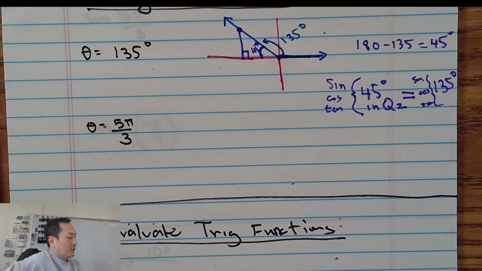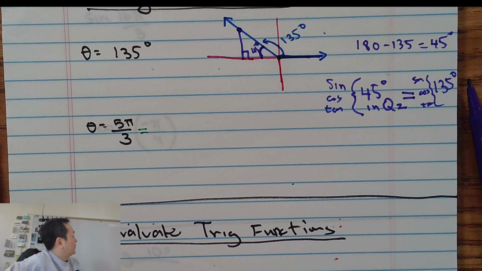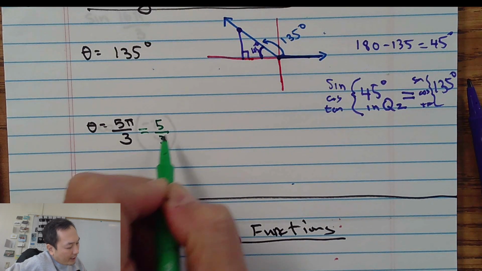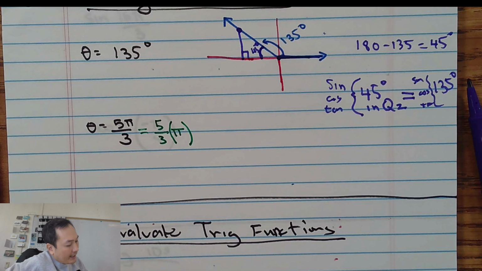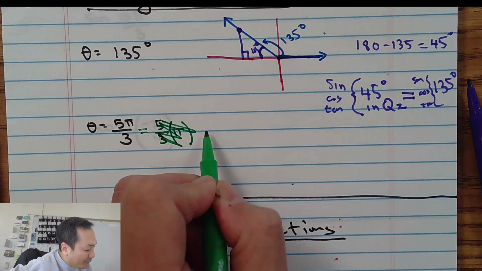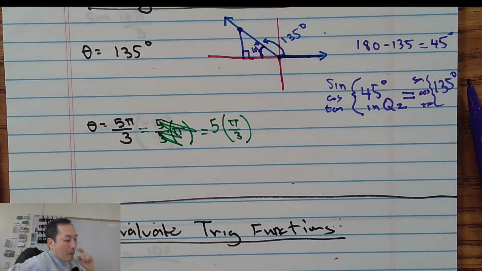But what about 5 pi over 3 here? What do you guys want to do with that 5 pi over 3? Turn it into degrees. Okay? I'm sorry, I wrote this wrong. I'm going to write it as 5 times pi over 3. Okay? What's pi over 3?